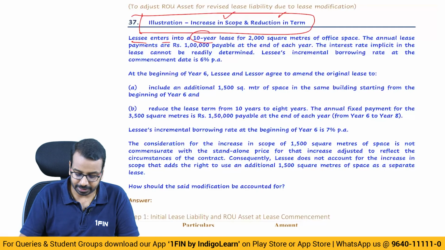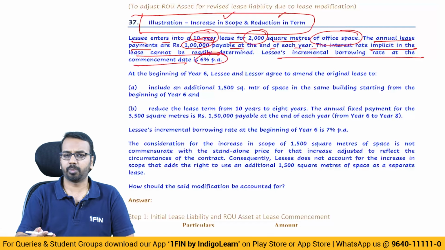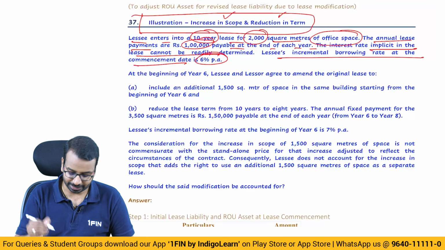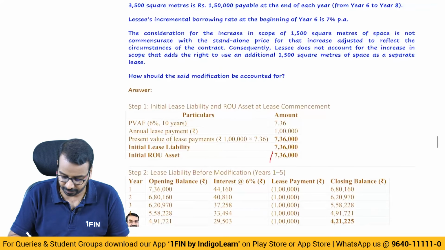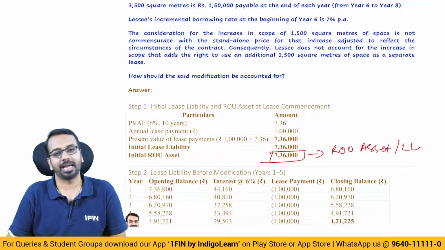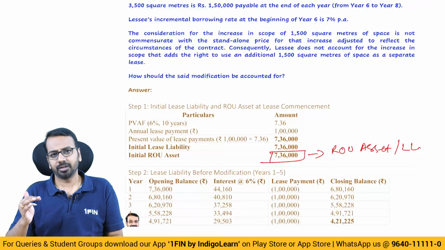Lessee enters into a 10-year lease for 2,000 square meters of office space. The annual lease payments are 1 lakh payable at the end of each year. Interest rate is not known. Lessee's incremental borrowing rate is 6%. By now you know how to calculate the present value. Same thing is being repeated: 1 lakh discounted at 6%. Earlier also we have done. We will get 7,36,000. This is my right of use asset and lease liability. This all of you should be able to do. You can pause the video and do the calculations and we can continue.